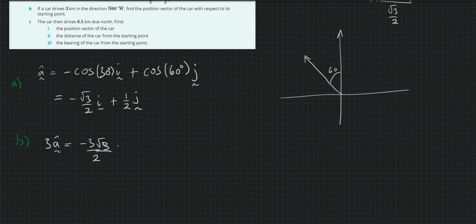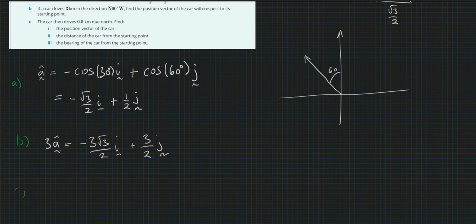I plus, excuse me, pause this. All right, that looks like it's fixed now. I plus 3 times half is 3 on 2 J. And now the next question is, the car drives 6.5 kilometers due north. Find the position of the car. That's easy.